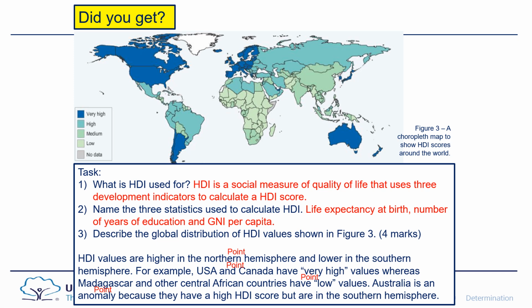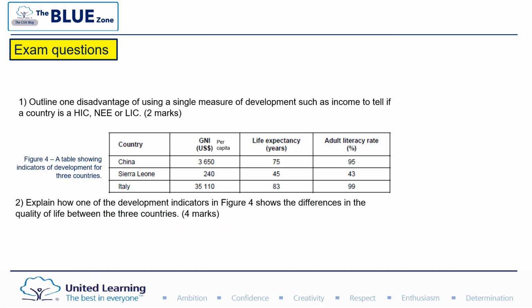Brilliant, well done. So we're almost at the end of our lesson today guys. And the last little thing I want you to do for me is, can you, number 1, outline one disadvantage of using a single measure of development, such as income, to tell us if a country is an LIC, NEE or HIC. And then question 2, explain how using one of the development indicators in figure 4 shows the differences in quality of life between 3 countries.